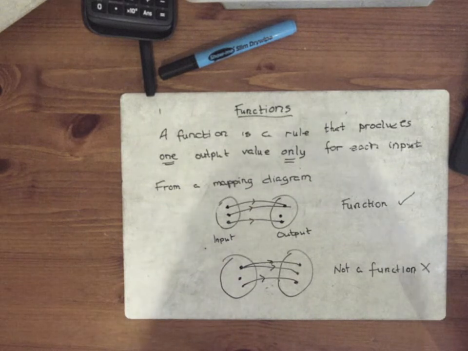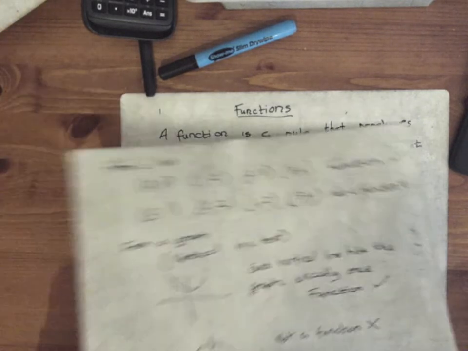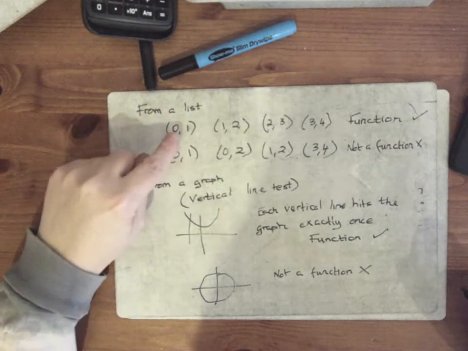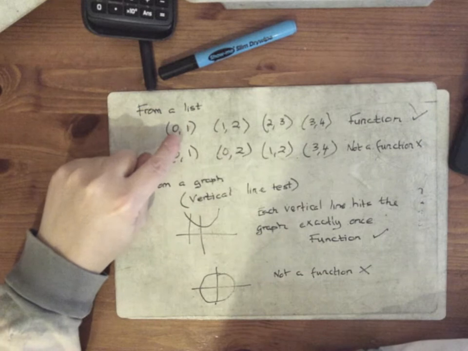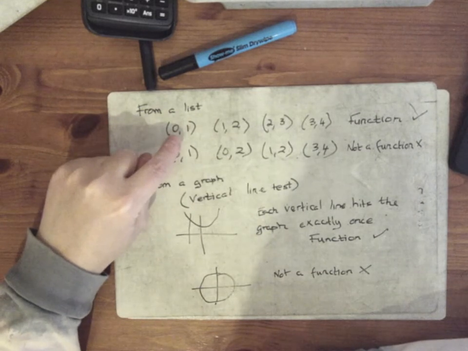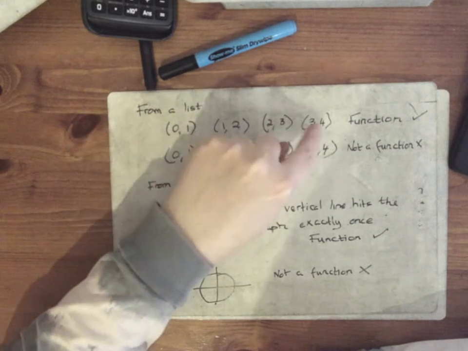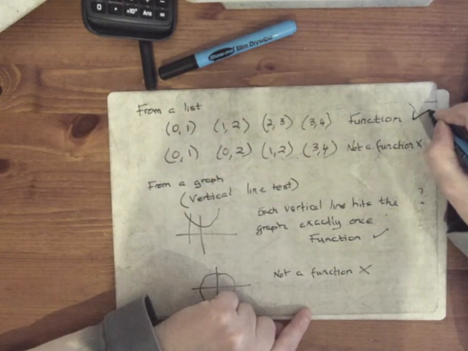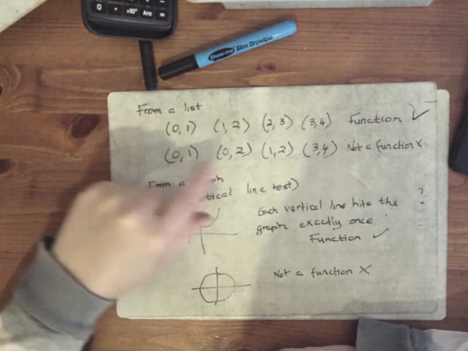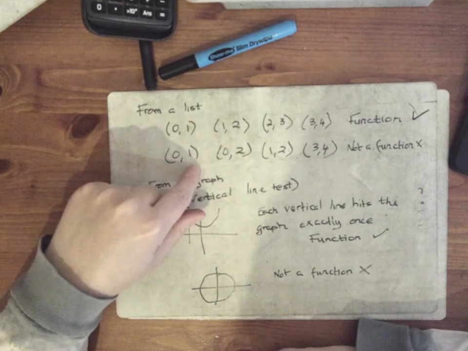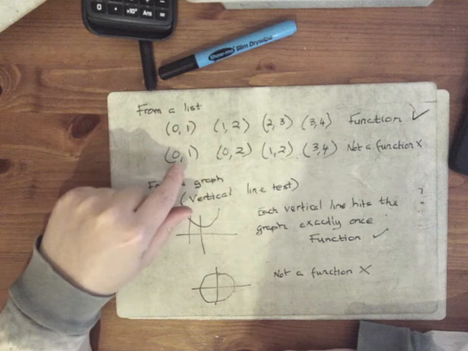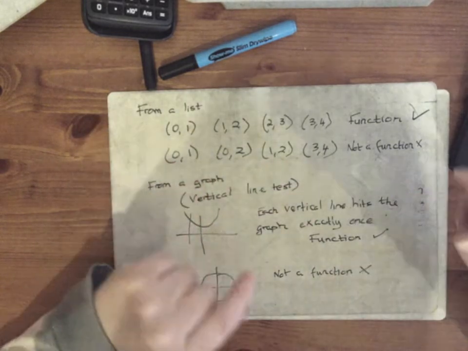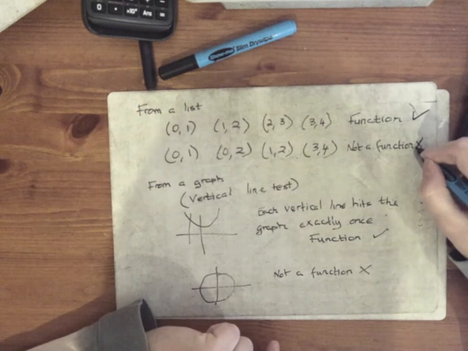How do you recognize a function from a list? You just look at the first numbers, the inputs, the x's, and make sure they are not repeated. So you look at 0, 1, 2, 3. There's no repeated number there, so the first one is a function. This one is not a function because 0 is there twice. You don't need to look at the second numbers, just the first number. Here we have 0, 0, 1, 3. 0 is there twice, so it's not a function.